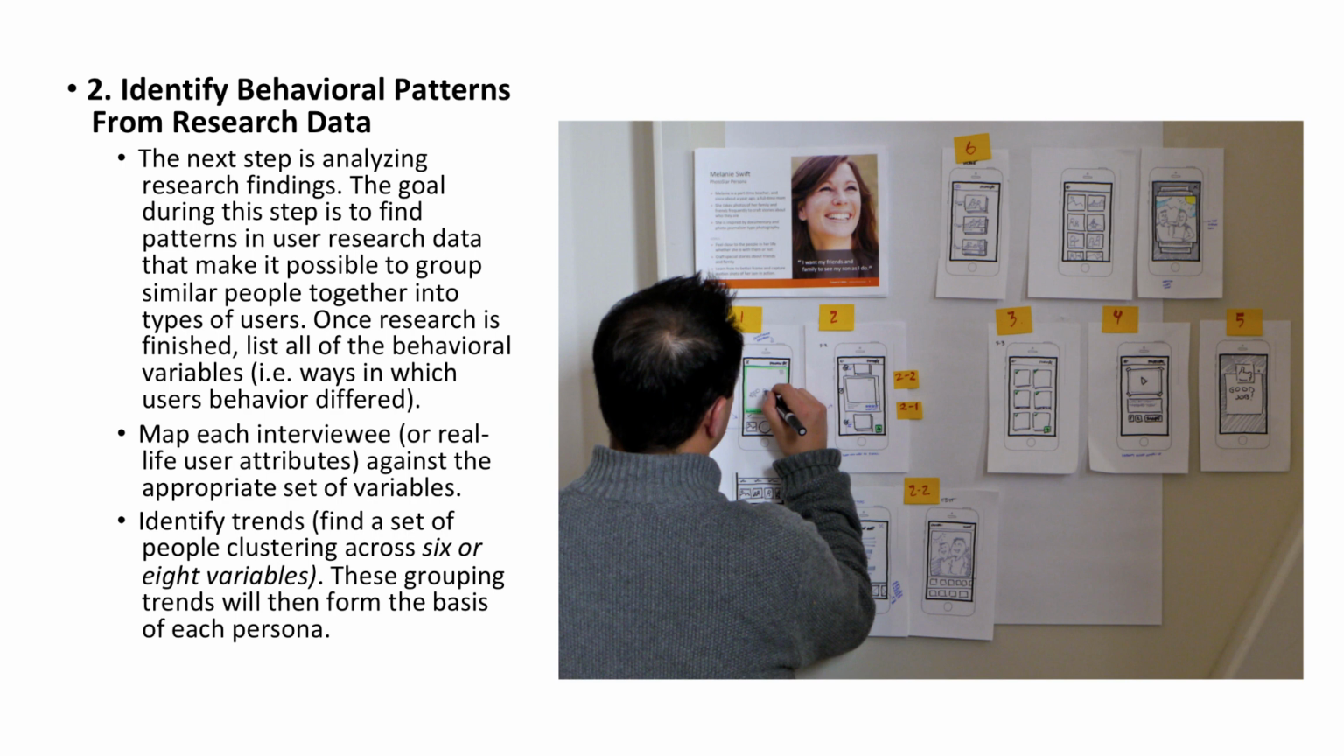Once you have your research, identify behavioral patterns from research data. Go through the data and find what are these things that we keep coming up with over and over again. So map each interviewee or real-life user's attributes. Identify trends. What's something that we see cropping up over and over again? If you see a problem, a desire, or a need that keeps popping up, well, the more it pops up, the more you realize this is a critical issue that needs to be included in our personas.